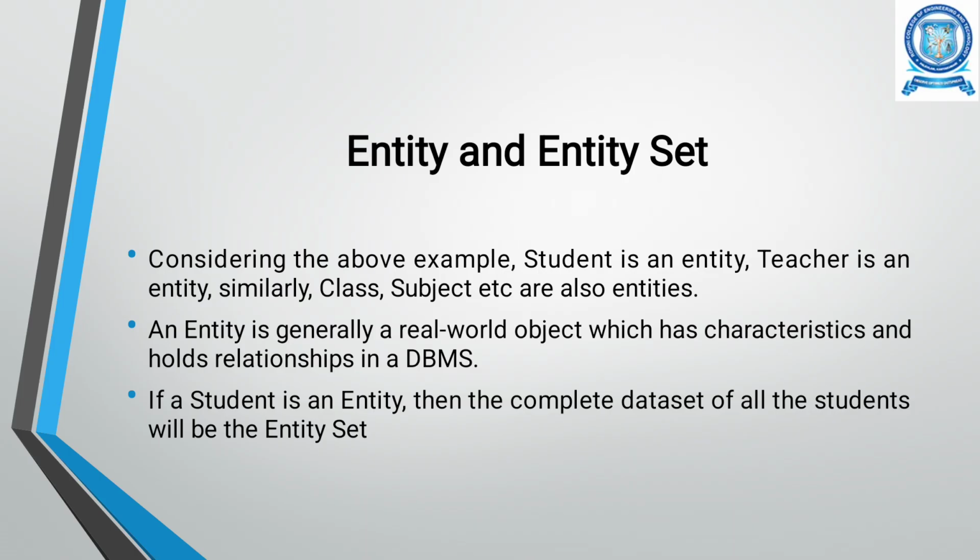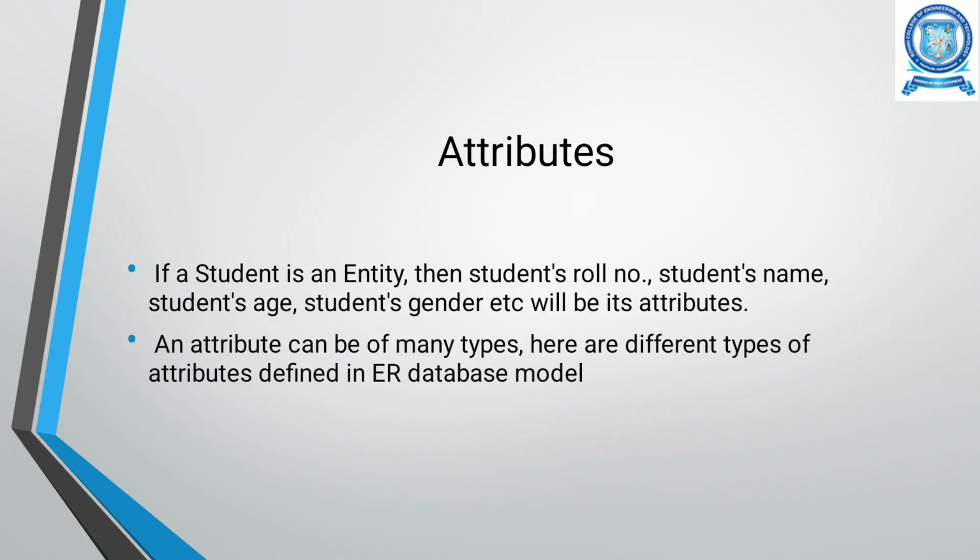Entity and entity set. Considering the above example, student is an entity, teacher is an entity, similarly class, subject, etc. are also entities. An entity is generally a real world object which has characteristics and whole relationship in DBMS. If a student is an entity, then the complete data set of all students will be the entity set. Attributes. If a student is an entity, then student's roll number, name, age, gender, etc. will be his attributes. An attribute can be of many types.